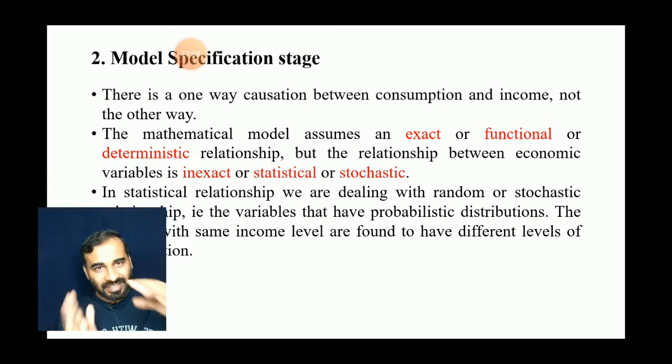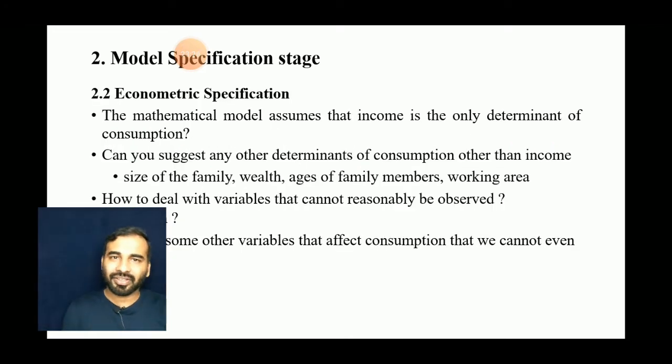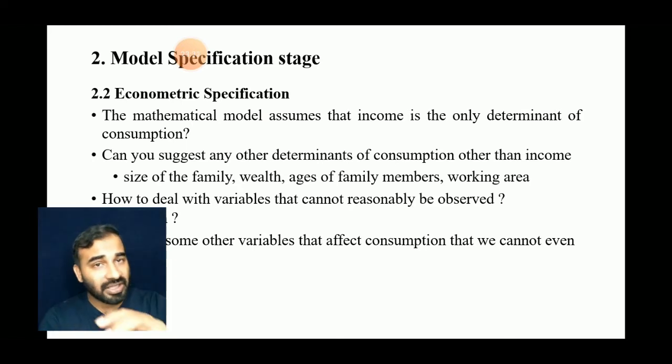Okay, so a deterministic relationship we can have in pure natural sciences, but in social science we cannot have a deterministic or exact relationship. Economic relationships are always inexact, or what we call stochastic. Yes, let me tell you in more detail.